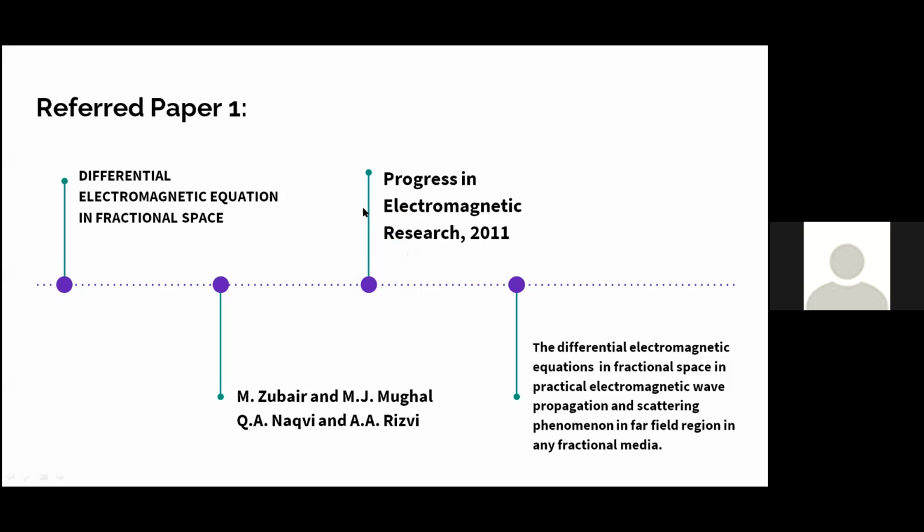Now, to study our topic, we decided to refer to three different papers. This is the literature review we did to make our study clearer. The topic of the first paper we referred to is Differential Electromagnetic Equation in Fractional Space by M. Zubair and M. G. Mughal.